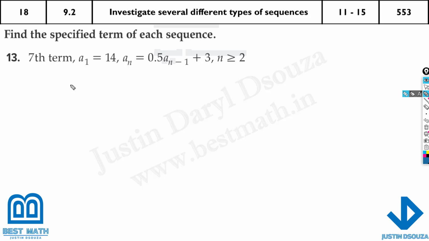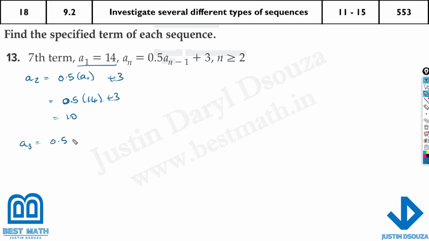Again, same thing, but now it's the seventh term. That means we have to do plenty of iterations. So what happens here? A2 is going to be 0.5 times A1 plus 3. So here it's going to be 0.5, A1 is 14 plus 3, that is going to be 7 plus 3, it's 10. That's A2. A1 is already given here. A3, that's 0.5 times A2 plus 3. You can directly substitute, but I'm going to write the formula first. So that is going to be 0.5 times 10 plus 3. That is going to be 5 plus 3. That's 8.